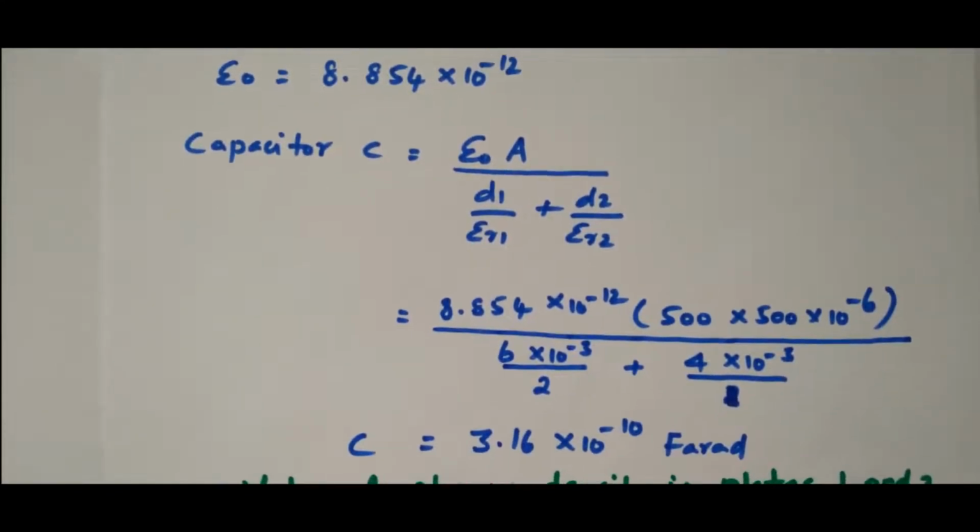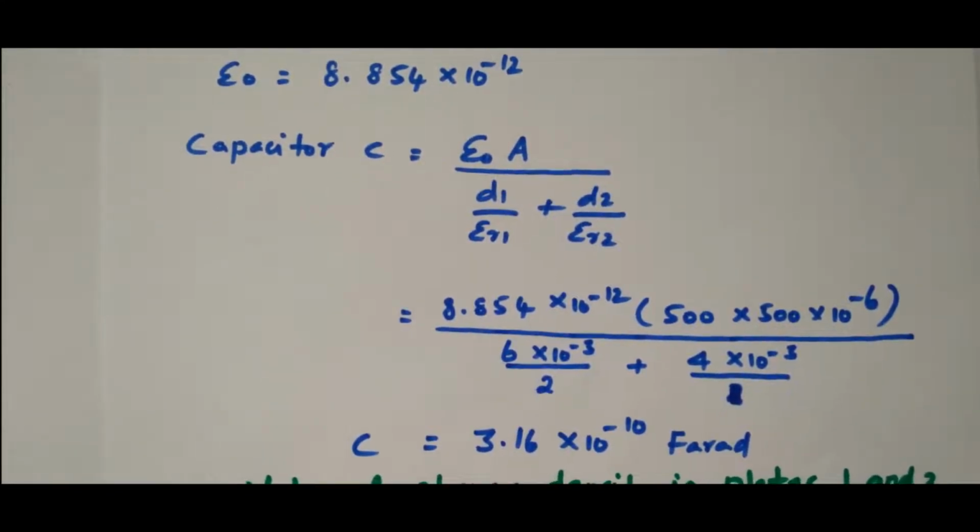So the capacitance with two dielectrics is nothing but epsilon naught A divided by d1 divided by epsilon r1 plus d2 divided by epsilon r2, right? Now we'll substitute this value. Epsilon naught is 8.854 into 10 to the power minus 12, right? What is the area? 500 into 500 into 10 to the power minus 6, right?